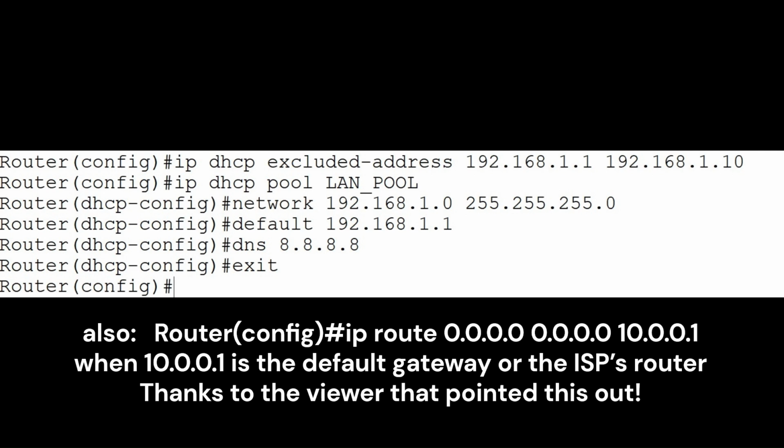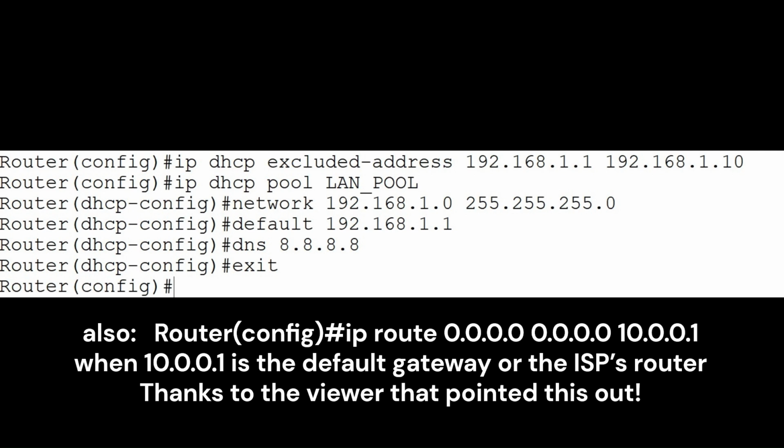Network 192.168.1.0 255.255.255.0. Default router 192.168.1.1. DNS server 8.8.8.8. Exit. What did we just do? We told the router, hey, don't assign IPs from 192.168.1.1 to 192.168.1.10. Those are reserved for special cases. Then we created a pool of addresses for all your other devices and made sure they know the default gateway and DNS settings. Easy, right?